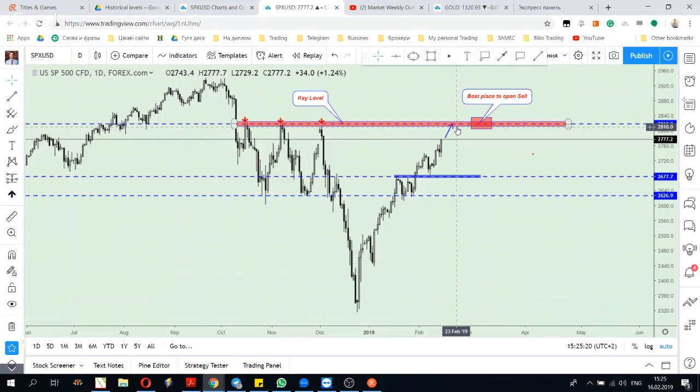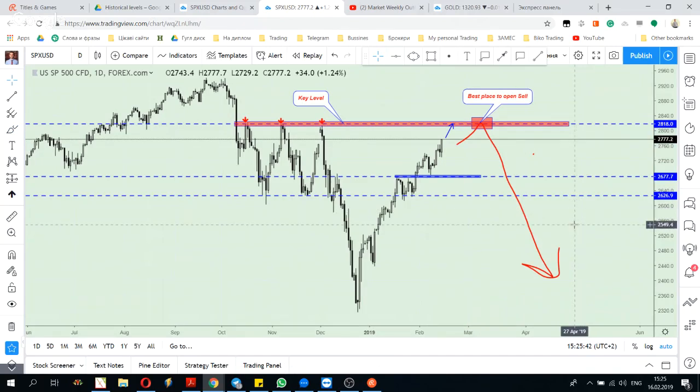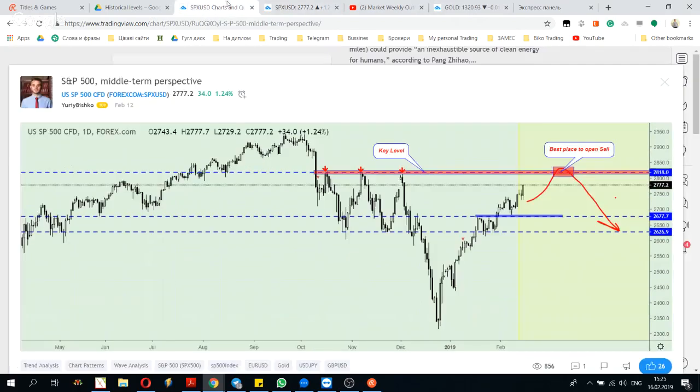Near that level, I will see what the reaction will be, because in trading, the most important thing is to see how price reacts to something. And if there is a really nice signal, that will be the best place to open a sell with a really middle-term goal.